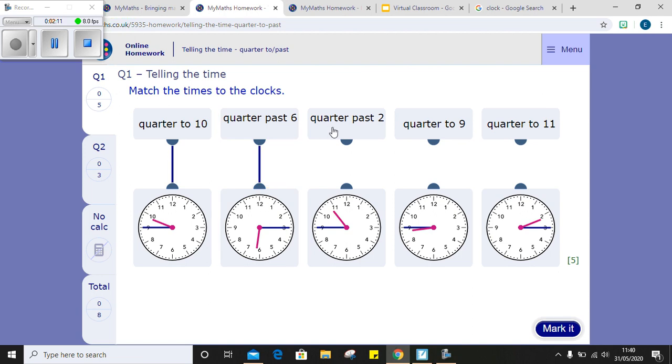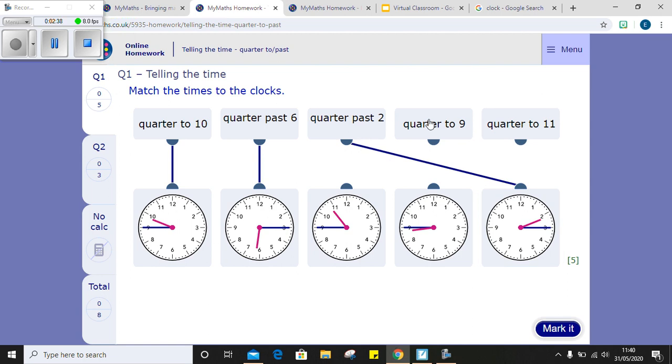Right, quarter past 2 now. So again, I'm looking for that minute hand, just been a quarter of the way around my clock. Not on this one. So I'm looking for a quarter of the way around my clock. Not this one. Right. It must be this one because it's the only one that's quarter past, but let's check out our hour hand as well. So it's just past that 2 o'clock. So it must be a quarter past 2.